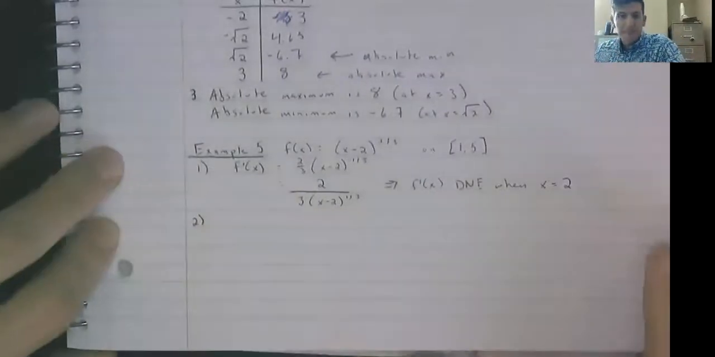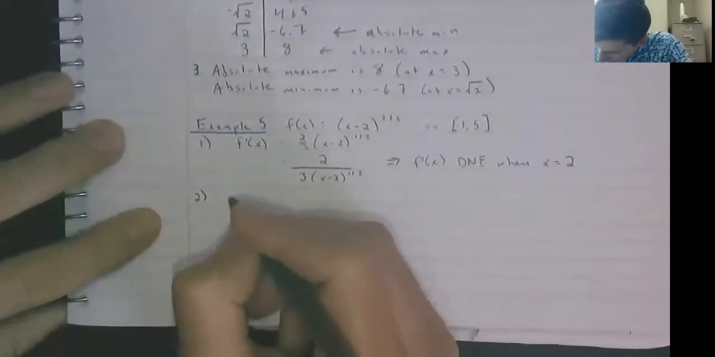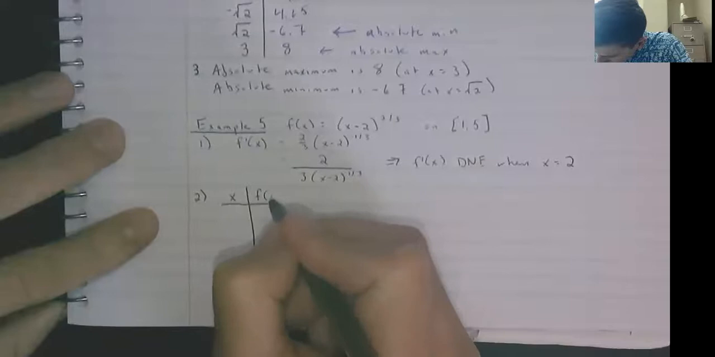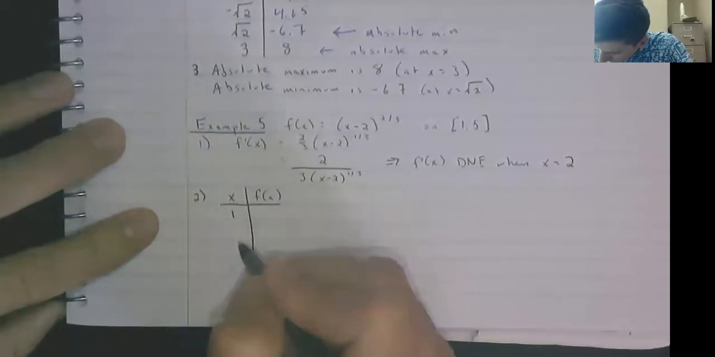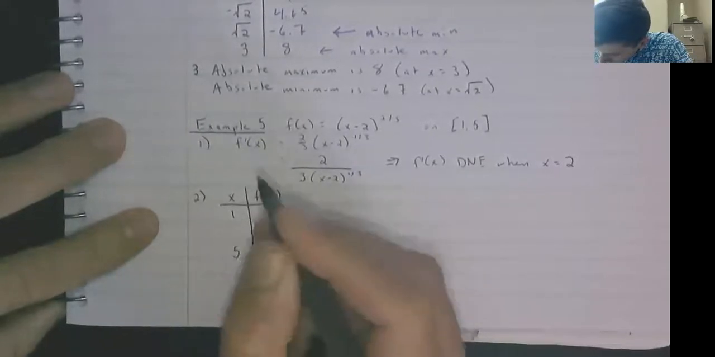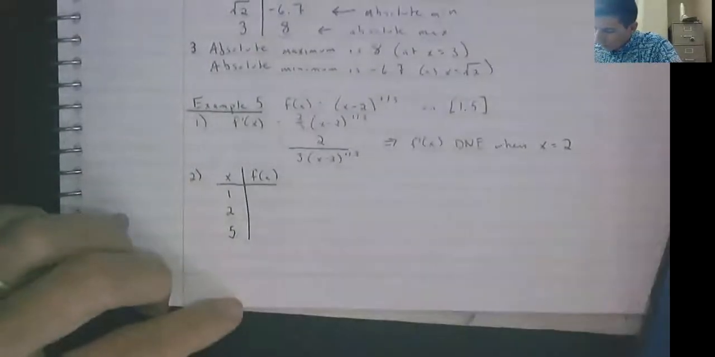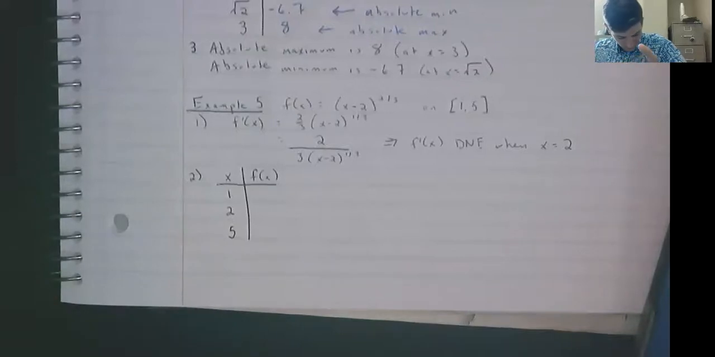Second step, we're going to make our table. So there's only one critical number here, so that's nice. Our endpoints were 1 and 5, and our critical number we just identified is 2. Do we even need that? Do we? Maybe? Sure.